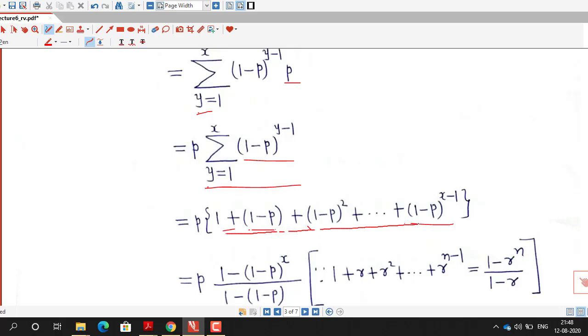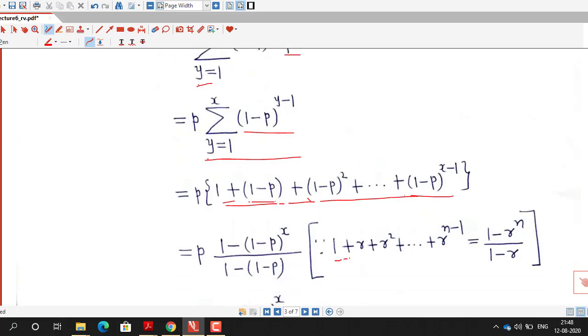To find out this summation, you can recall this formula. If we have 1 plus r plus r square and so on, up to r raised to n minus 1, it is a geometric progression where r is the common ratio. This is given by 1 minus r raised to n, since the power is n minus 1, here we consider n minus 1 plus 1, that is n, divided by 1 minus r.